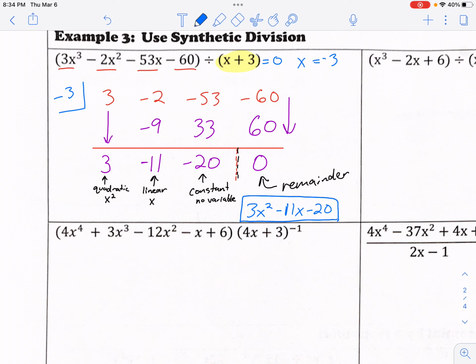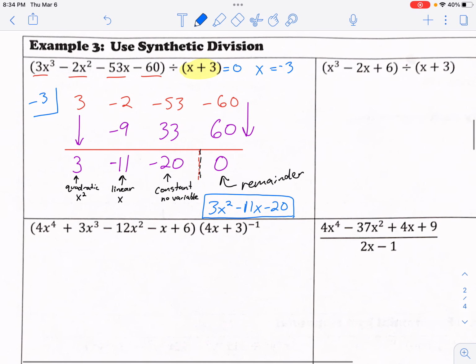And again, should be much, much easier than what we did the other day. I love synthetic division, one of my favorite lessons to teach. All right, let's look at the next one.